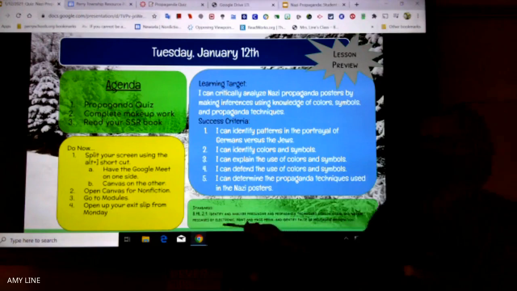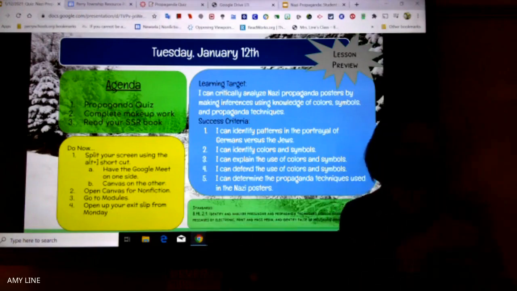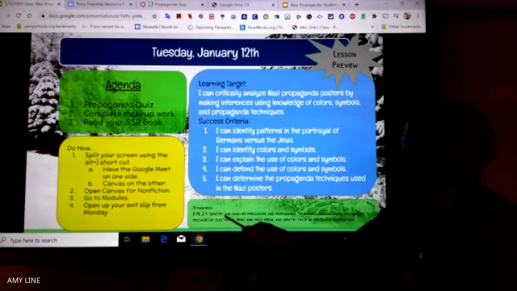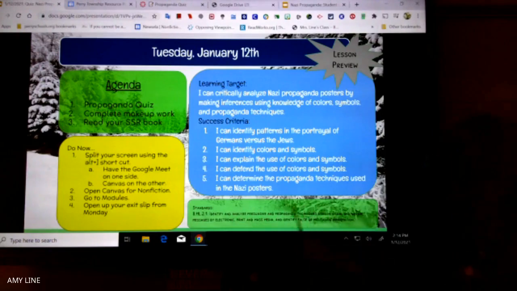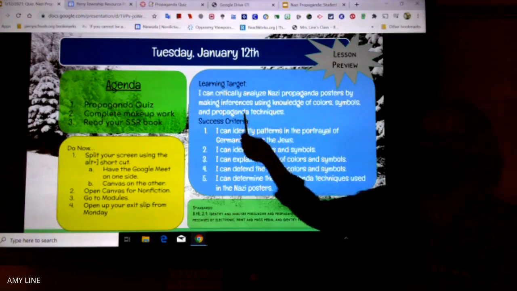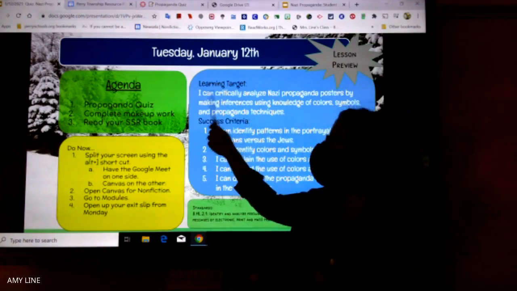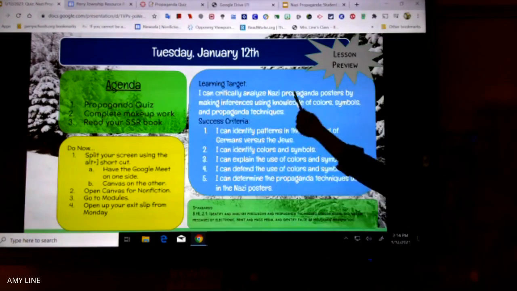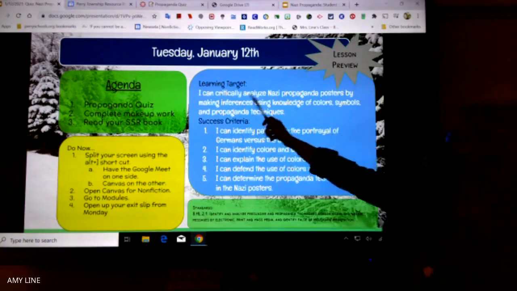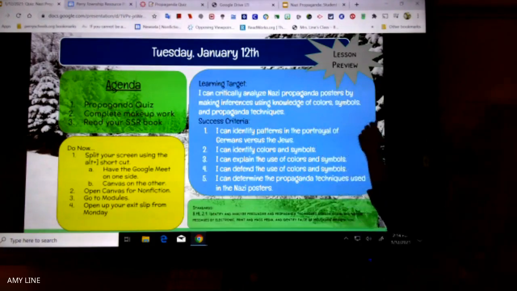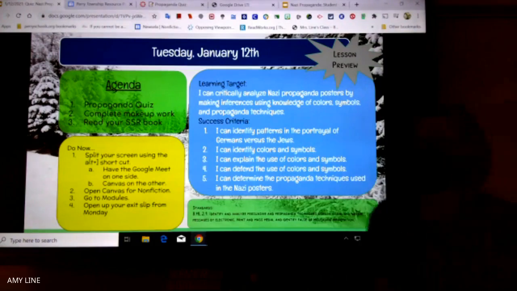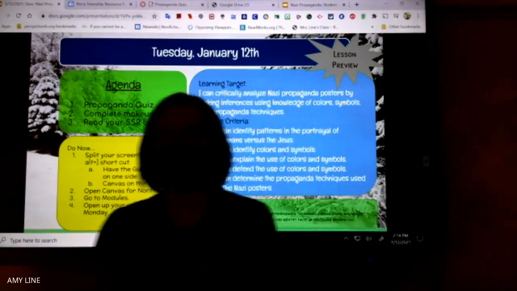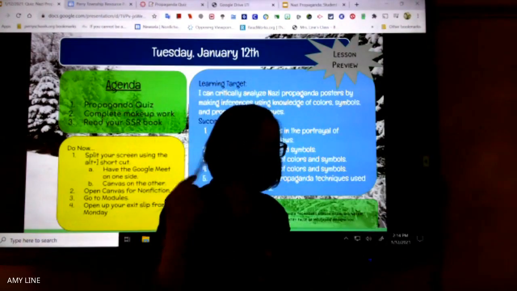So the media literacy standard we are working on for this entire study of propaganda is to identify and analyze persuasive and propaganda techniques used in visual and verbal messages. We are focusing on propaganda in visual messages here. The learning target being tested today with the propaganda quiz is critically analyzing Nazi propaganda posters by making inferences using knowledge of colors, symbols, and propaganda techniques. Remember, when we are making inferences, you have to go to your background knowledge.